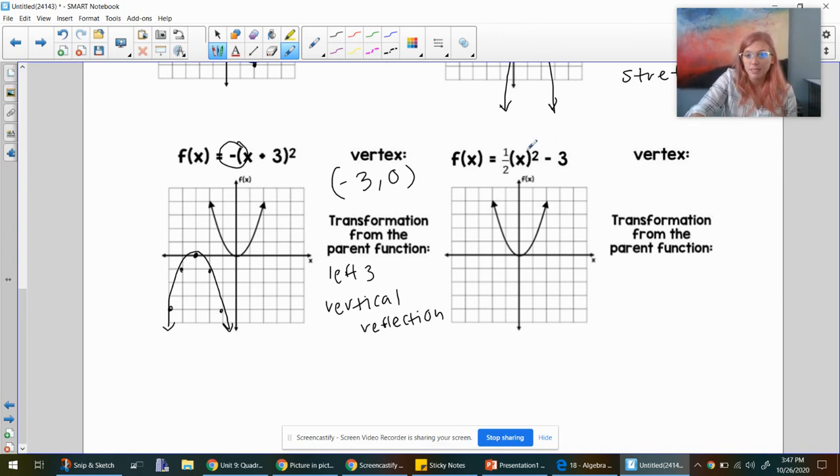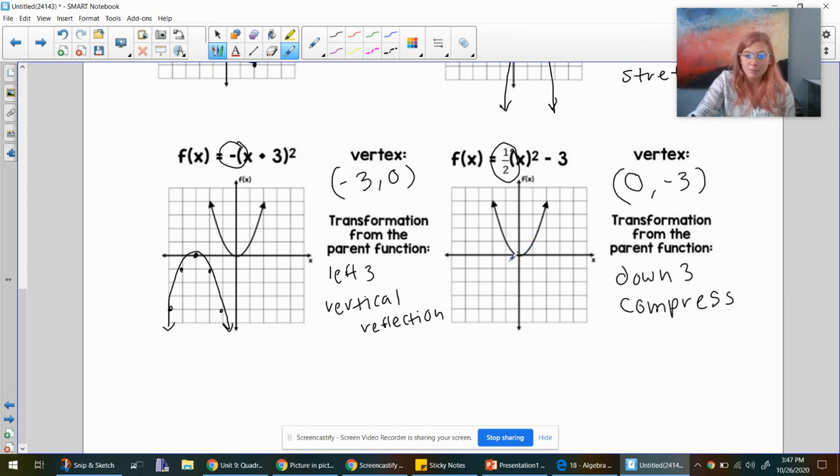Last example. Here, there doesn't appear to be an h value, so we're going to go ahead and write in 0. Our k value is negative 3. So our transformation is going to be down 3. And then we have a 1/2 as our a. That tells us our graph is going to compress by a factor of 1/2.